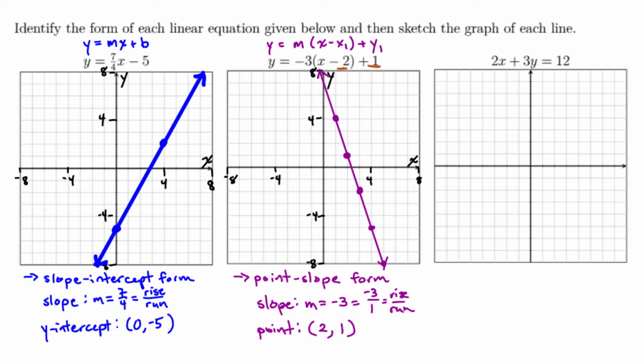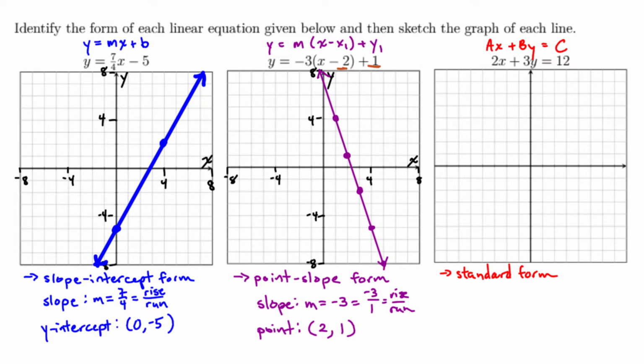We'll look at one more equation here. We have the equation 2x plus 3y equal to 12. So the first thing we want to do is identify this form. This equation is in standard form. And standard form has ax plus by equal to c, where a, b, and c are constants. So there's a couple options for graphing this one. We can't identify the information we need immediately.